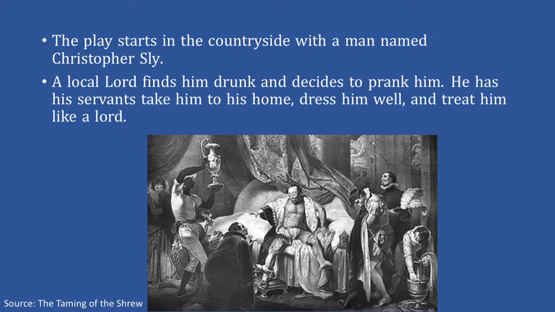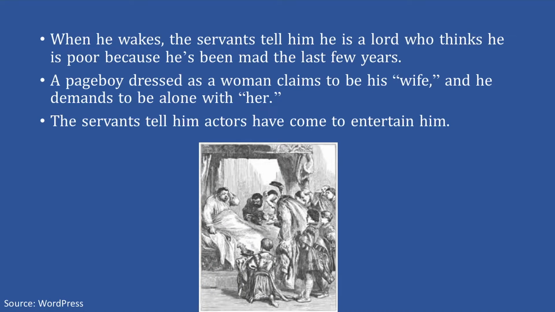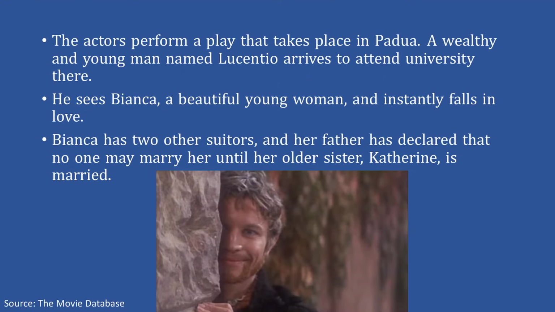When it comes to the play itself, it starts in the countryside with a man named Christopher Sly. A local landlord finds him drunk and decides to play a prank on him. He has his servants take him to his home, dress him well, and treat him like a lord. When he wakes up, the servants tell him that he's a lord who thinks he's poor because he's been mad for the last few years. And a page boy dressed as a woman claims to be his wife, and he demands to be alone with her. The servants tell him that actors have come to entertain him.